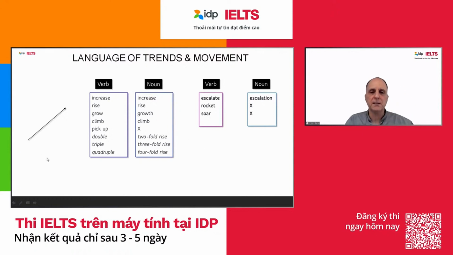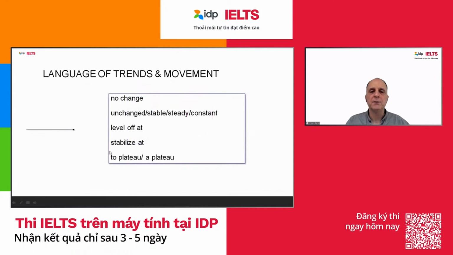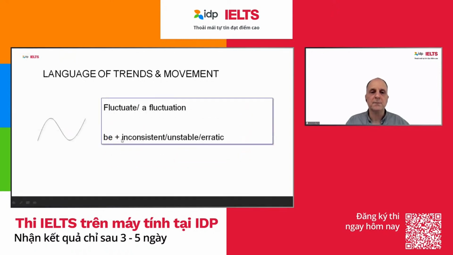We're going to have a little practice of this in a minute. Likewise with down, from these, halve, slump, plummet, stronger ones there. Obviously, remember you need your tenses on those as well for the verbs. And for some of the middle ones, we don't need to remember: stabilize at, level off at as well. Fluctuation, so you'll all be familiar with those as well. To fluctuate, a fluctuation.